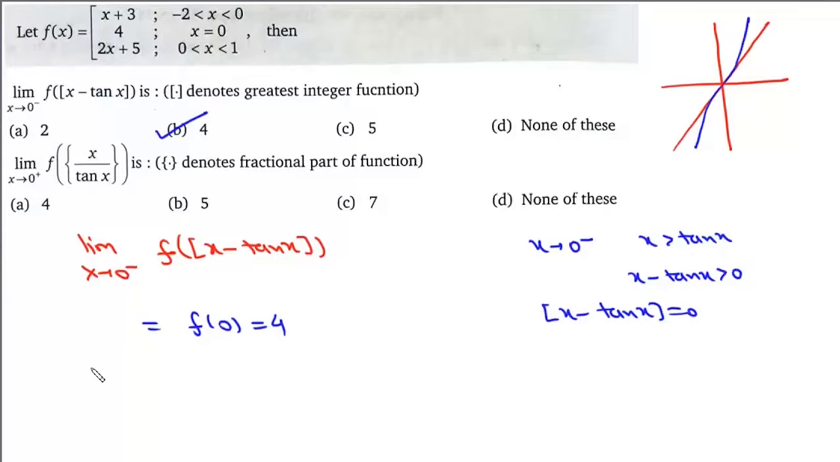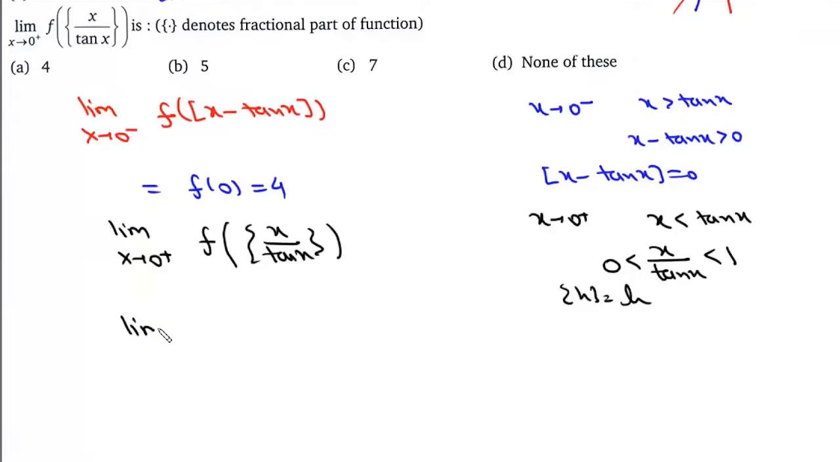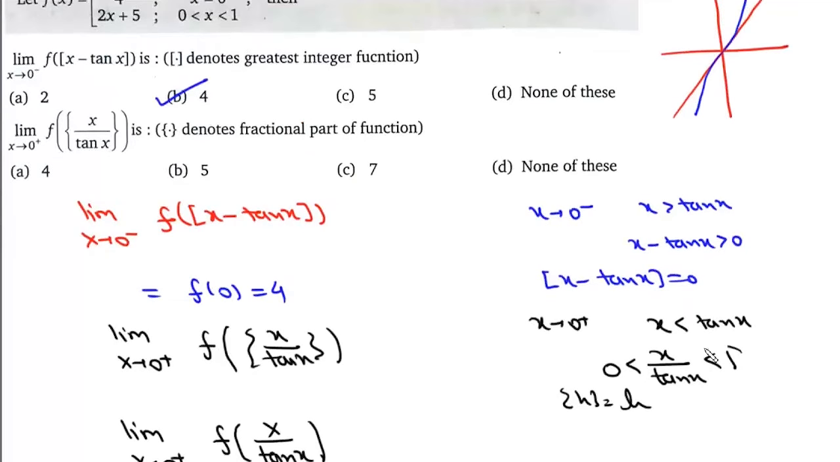Now the next one is the limit as x tends to 0 positive of the fractional part of x upon tan x. Now we know that when x is positive, then x is less than tan x, or x upon tan x is less than 1. Now when h lies between 0 and 1, the fractional part of h is the same as h. So this limit will be simply the limit as x tends to 0 positive of f of x by tan x. Now x by tan x is actually less than 1, and if it is less than 1, it will go to this definition.